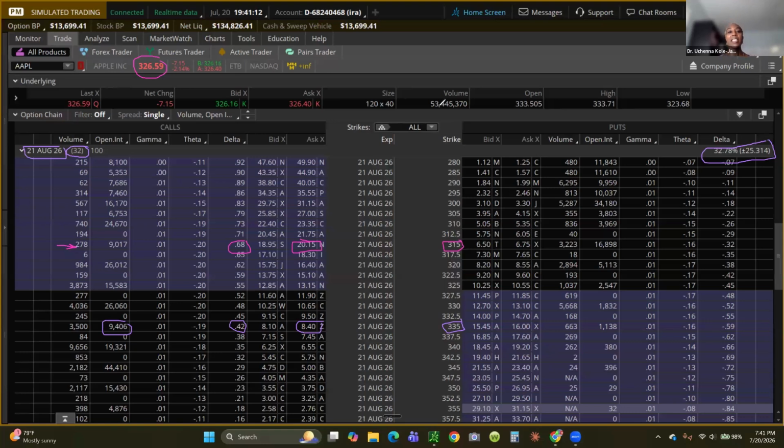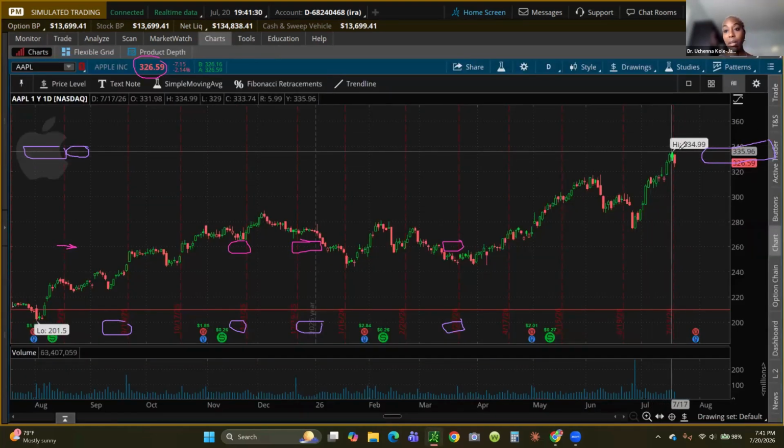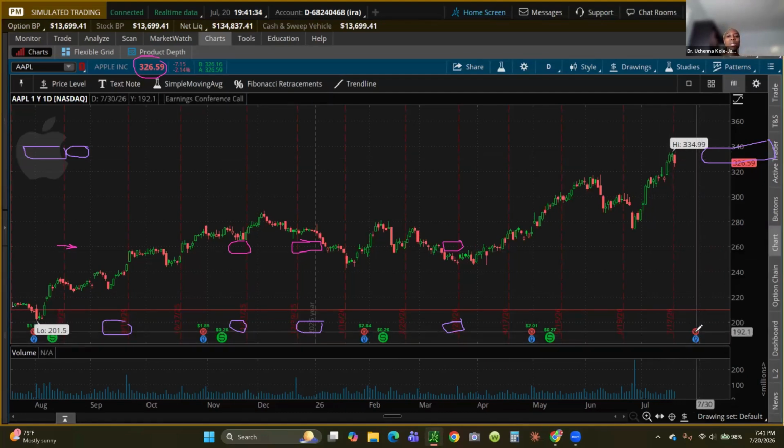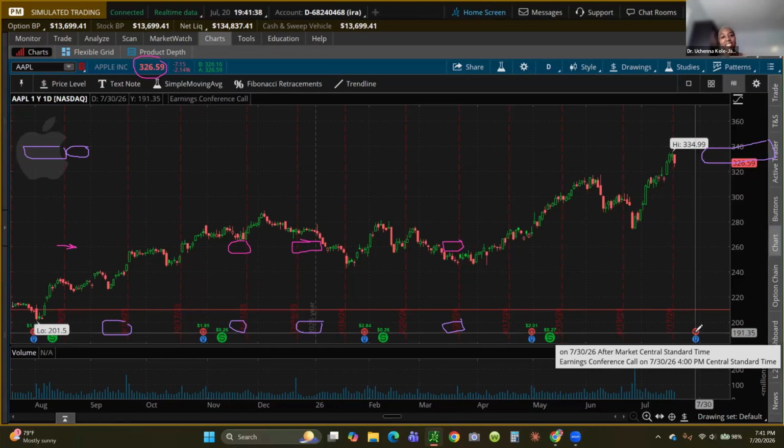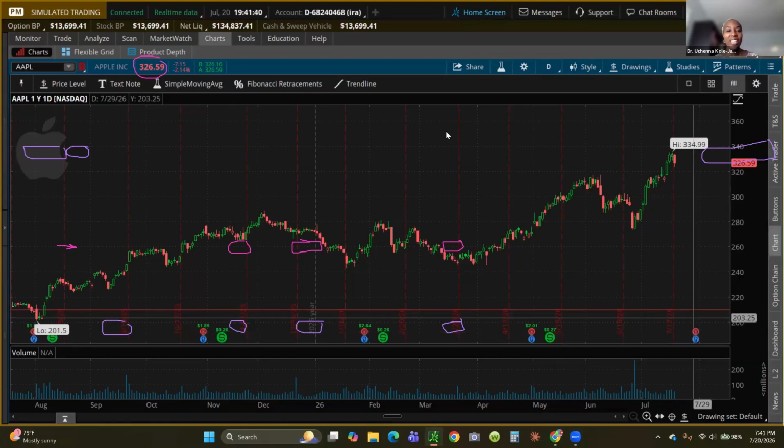Remember the implied volatility? That shows us that Apple in the next 32 days can move up or down $25. So 335. Let's look at that. Does that seem realistic where Apple can go? Well, yesterday it hit 335, but look what's also in the way. On July 30th, Apple has earnings.